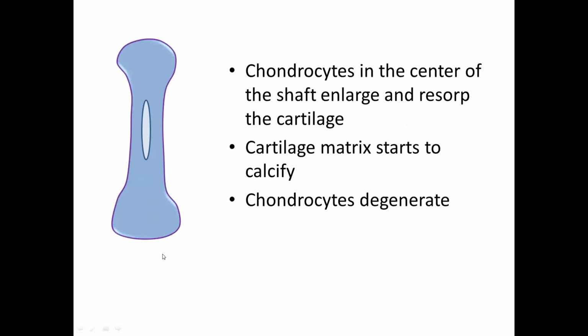Then in the scaffolding, chondrocytes in the center of the shaft start to enlarge and resorb the cartilage. Cartilage matrix starts to calcify, and then because diffusion is reduced, the chondrocytes in this area degenerate. That means they start to die. So the chondrocytes in the center of the shaft enlarge and the cartilage becomes less here. The matrix gets calcified, and because of that, the chondrocytes die.